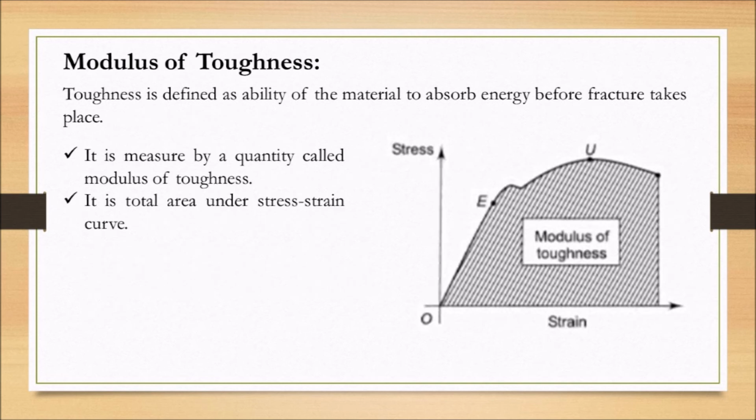Similarly, next property is modulus of toughness. Toughness is defined as the ability of the material to absorb energy before fracture takes place. It is measured by a quantity called modulus of toughness. From the stress strain curve, it is calculated as the area under the stress strain curve from origin to breaking point shown in the image.